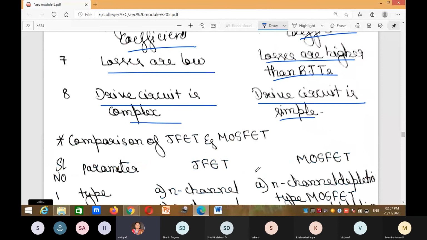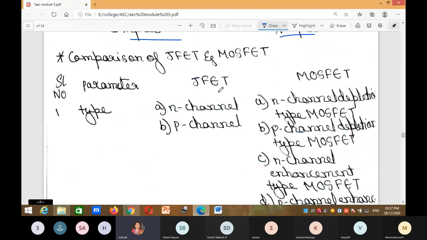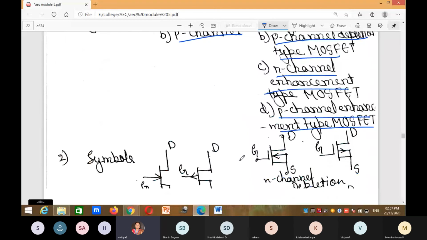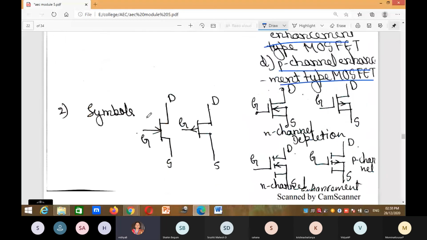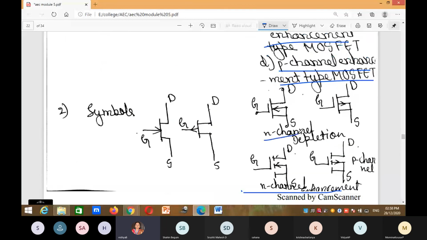Comparison of JFET and MOSFET. JFET: N channel, P channel. In MOSFET: N channel depletion type MOSFET and P channel depletion type MOSFET, N channel enhancement type and P channel enhancement type MOSFET. These are the symbols for JFET and these are the symbols for MOSFET. Again in MOSFET, depletion type and enhancement type, again changes in symbols.